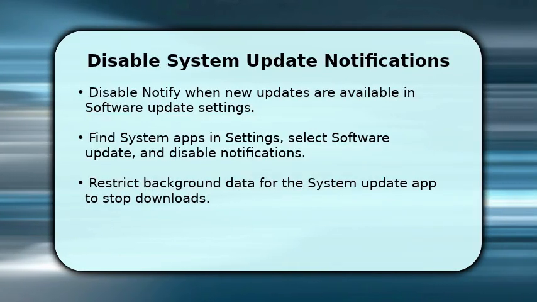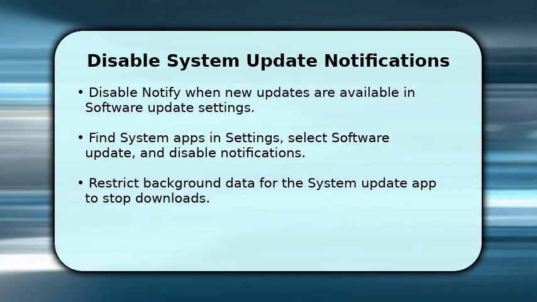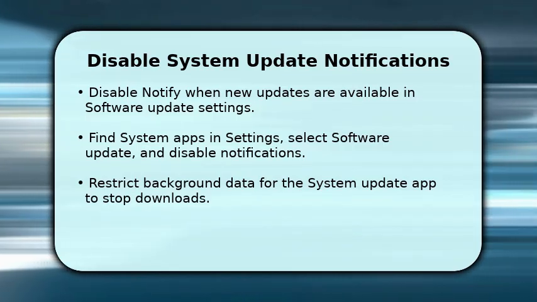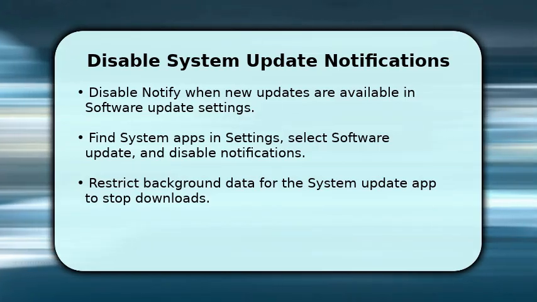Go to Settings, then Apps to list all apps installed on your tablet. Use the menu to show System Apps and find Software Update in that list. Select Software Update and choose Notifications, then turn notifications off and restrict background data to further stop automatic downloads.